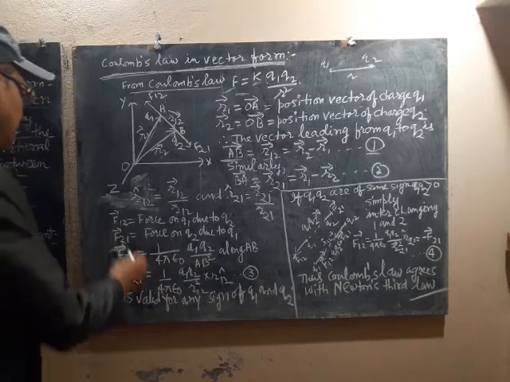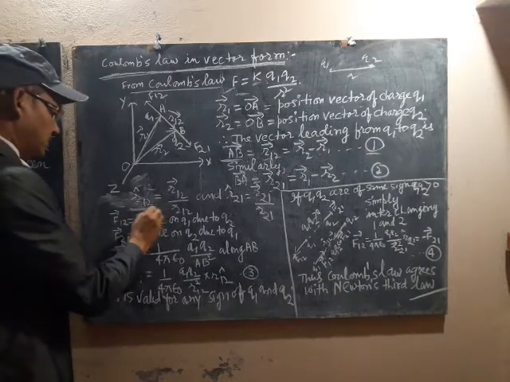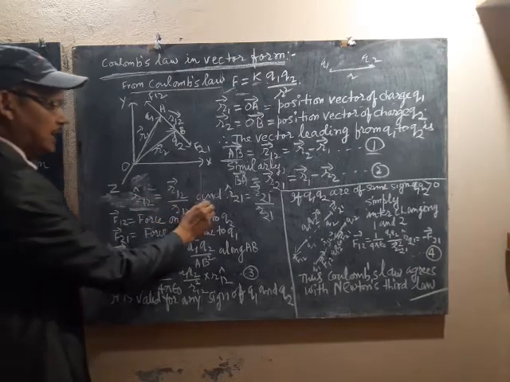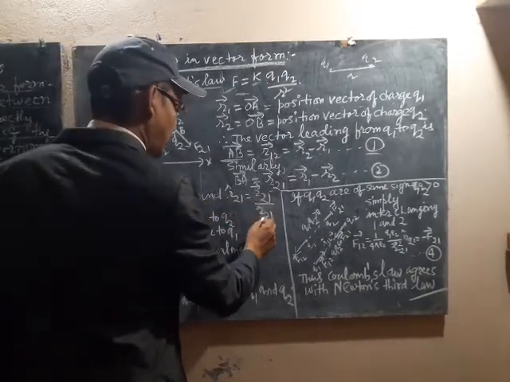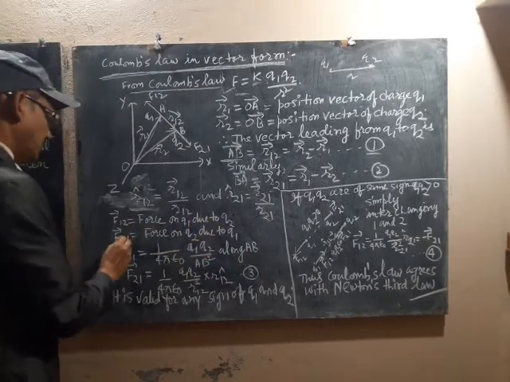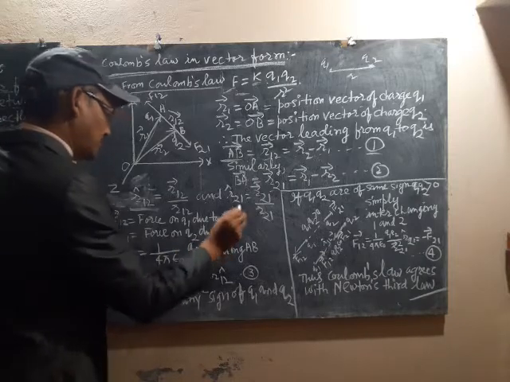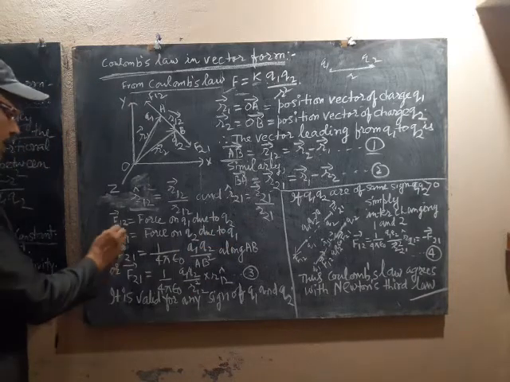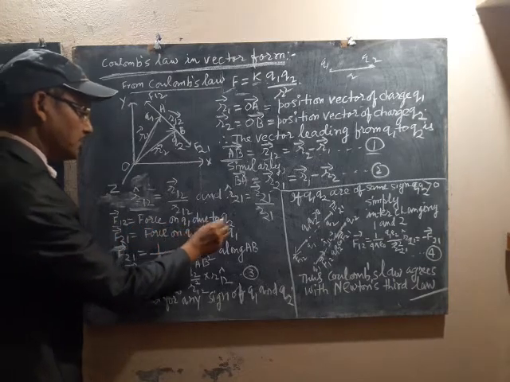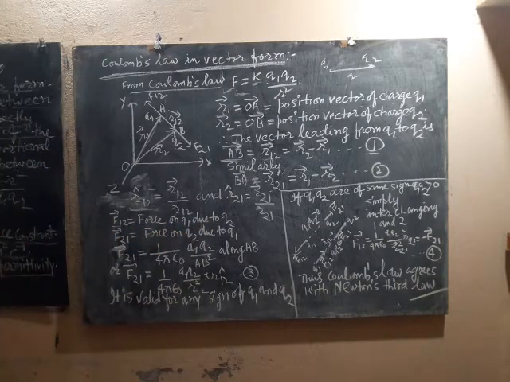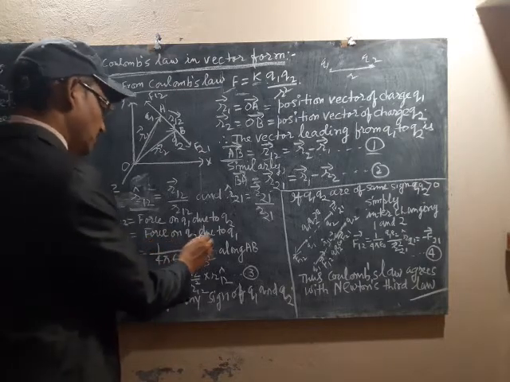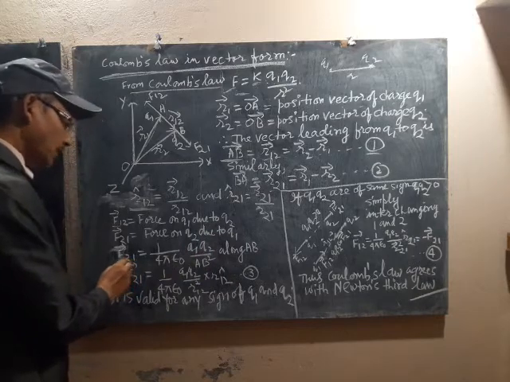Now R12 magnitude, correct. Unit vector R12 cap is R12 vector by R12, and R21 cap is R21 vector by R21. F12 is the force on Q1 due to Q2. F21 is the force on Q2 due to Q1.